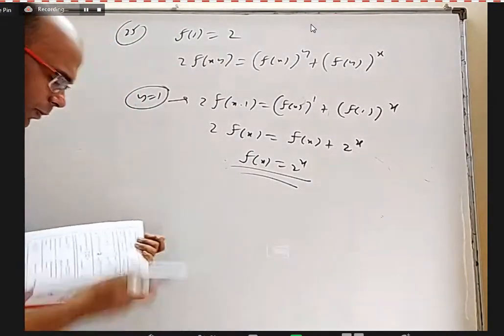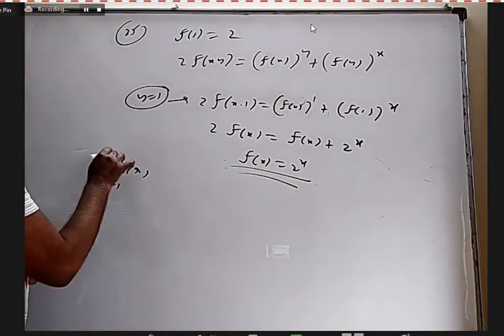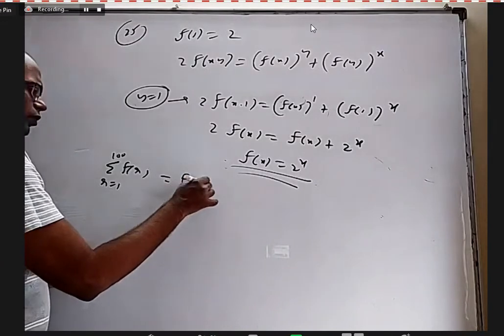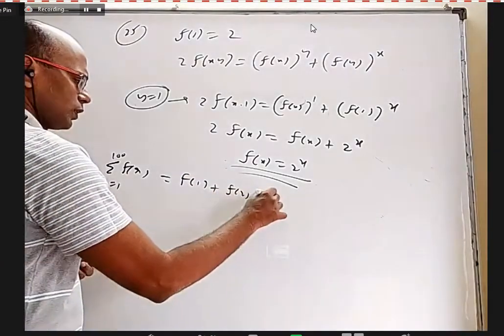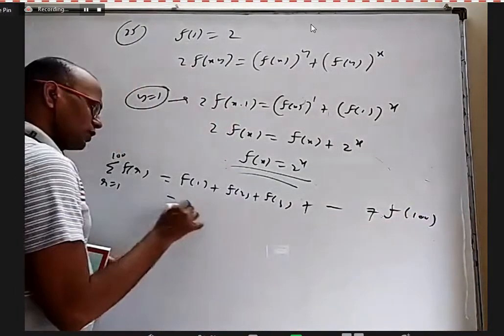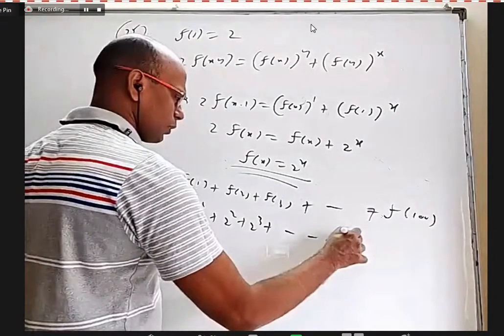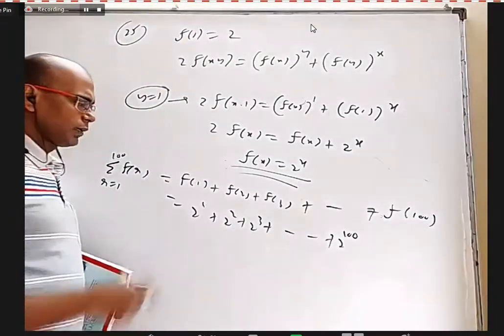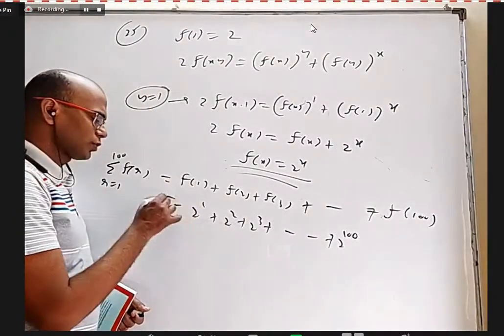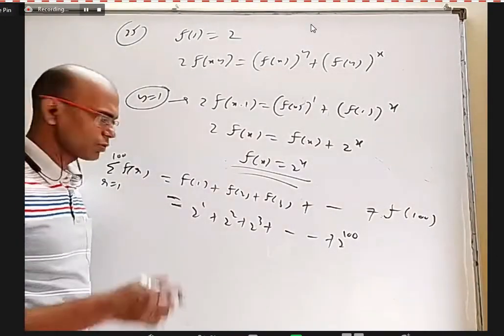They want sigma f of r, r equal to 1 to 100. f of 1 plus f of 2 plus f of 3, and so on up to f of 100. This is 2 power 1, this is 2 square, this is 2 cube, this is 2 power 100. This is a geometric progression with first term 2, common ratio 2. So a into r power n minus 1 by r minus 1. You can use that formula.